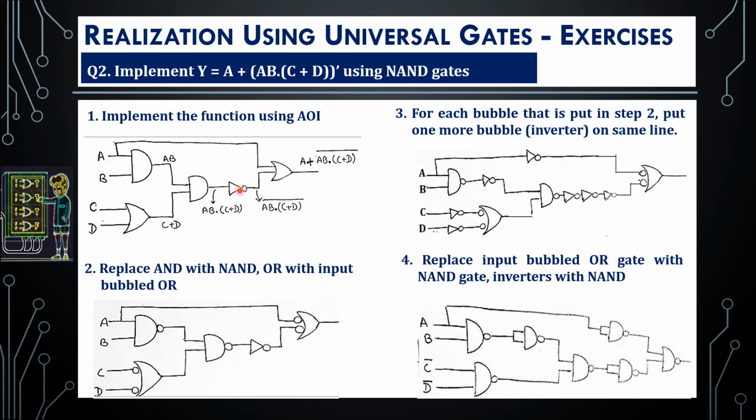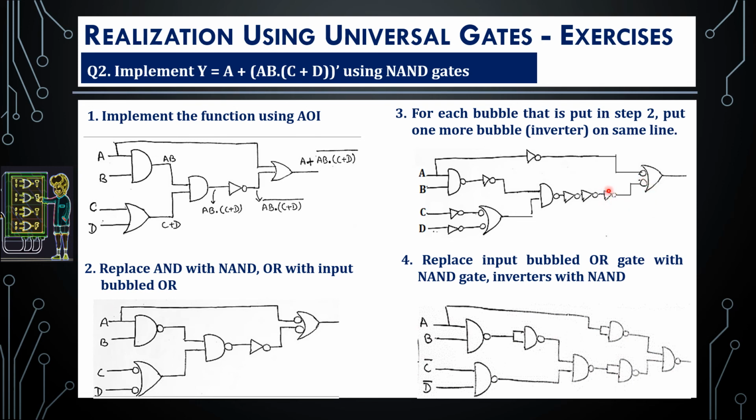Then here we put the bubbles on each input line. So to each input line we put bubbles, and there we put one more bubble to nullify that effect. Then here at A, we put one bubble, so to nullify that effect, we put one more bubble on the same line. Here we put one bubble, so to nullify that, we put one more bubble on the same line.